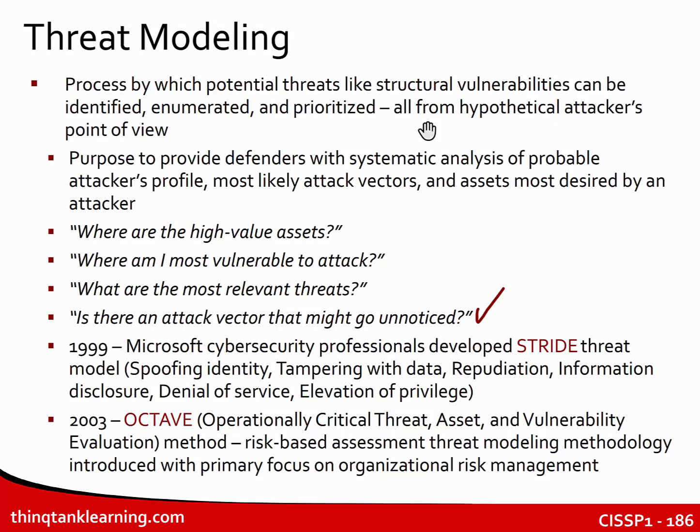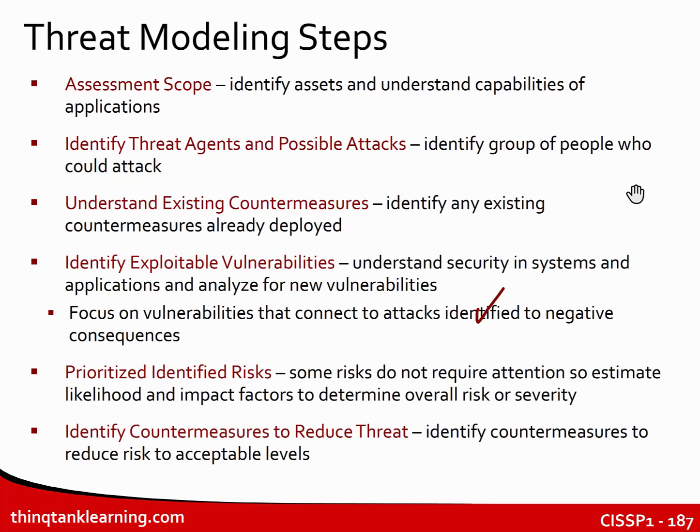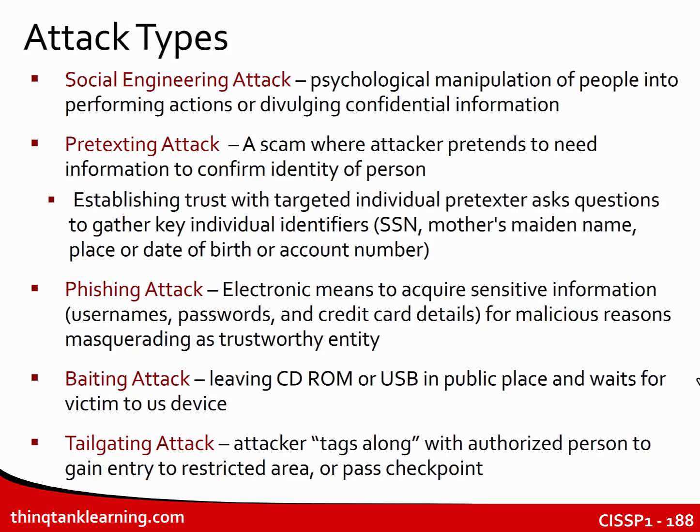And we don't need to get into the specifics of that, but threat modeling is almost a science now, right? We need to assess the scope of the modeling process. We need to identify the threat agents, the possible attackers, understand what countermeasures might exist, identify possible exploits based on our vulnerabilities, prioritize those identified risks, and then implement our countermeasures to reduce the threat to an acceptable level. I'm not really going into these in a lot of detail because we've already seen them multiple times. We've already also talked about different types of attacks.